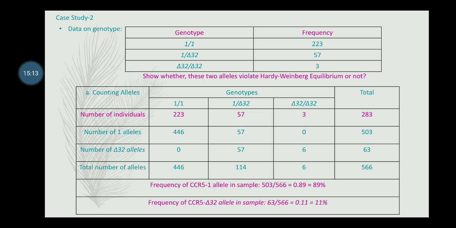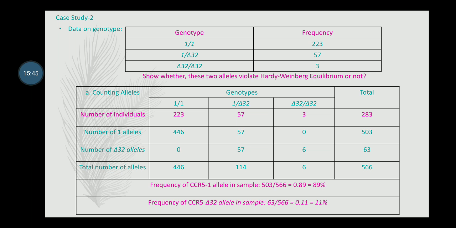Similarly, del 32 alleles will be calculated. In the case of homozygous dominant, there will be no del 32 allele. In heterozygous, there will be 57 into 1, 57 del 32 alleles. In the case of homozygous recessive, there will be 3 into 2 equal to 6. Why into 2? Because on both loci there is del 32. That is why 3 into 2, 6. That is 57 plus 6 equal to 63 del 32 alleles.